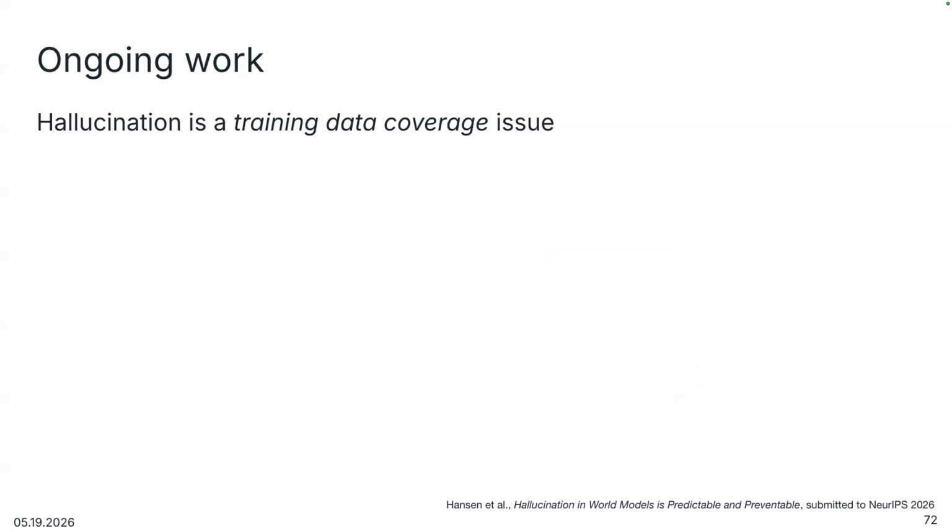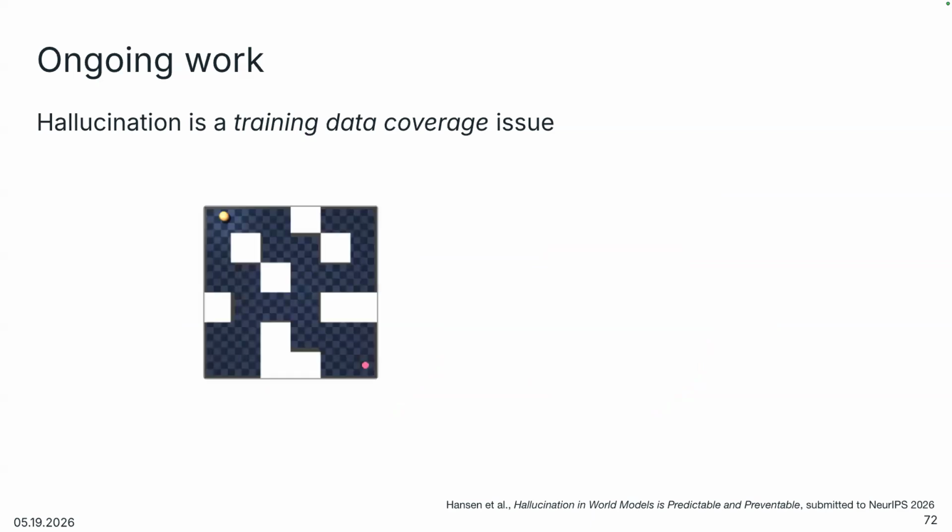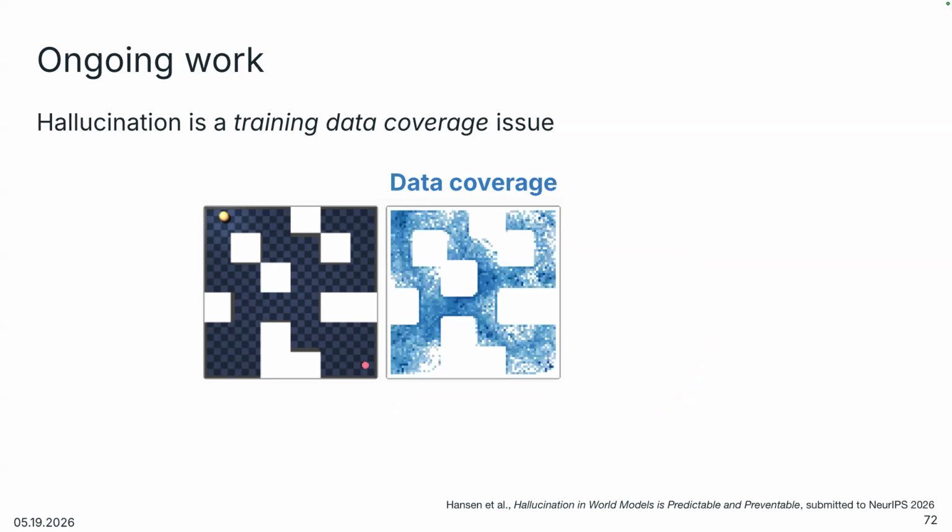Specifically, we find that hallucination is actually an issue with the training data coverage. So models tend to hallucinate when they don't have data for that area. One specific example here with the navigation task, we can plot the state density because now we're in 2D, so it's easy to visualize. And here the dark blue means that there's high state density, and then white here means that we have no data for those states.